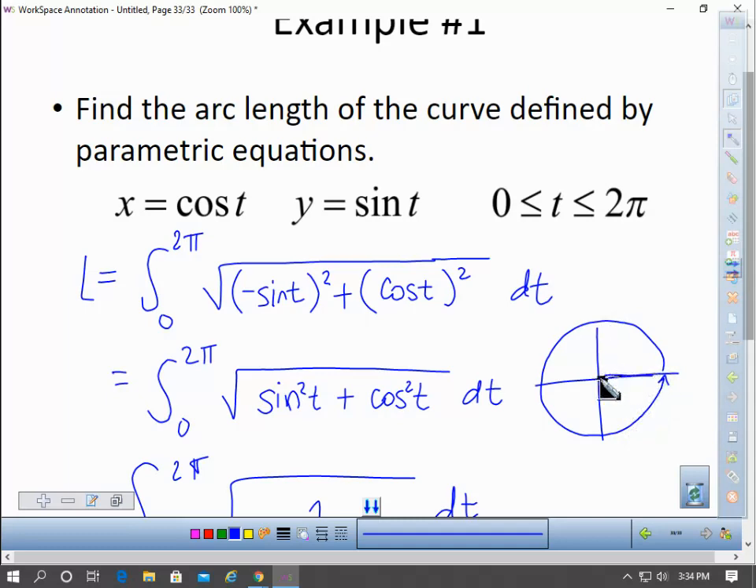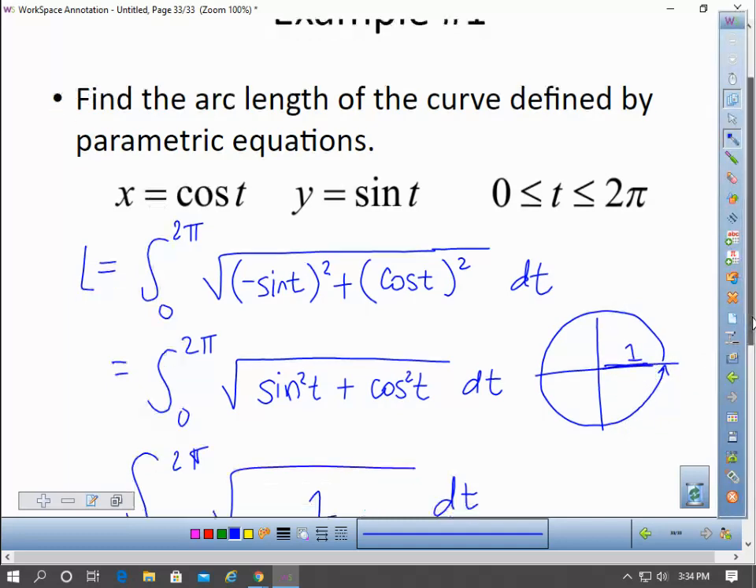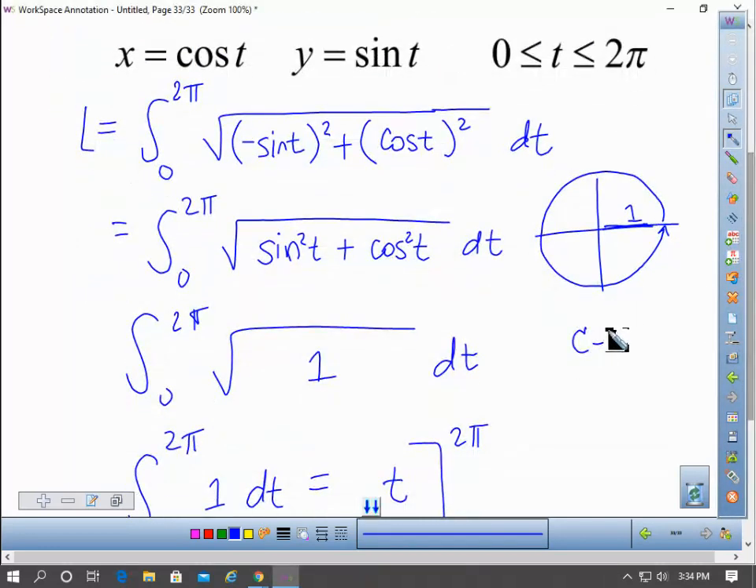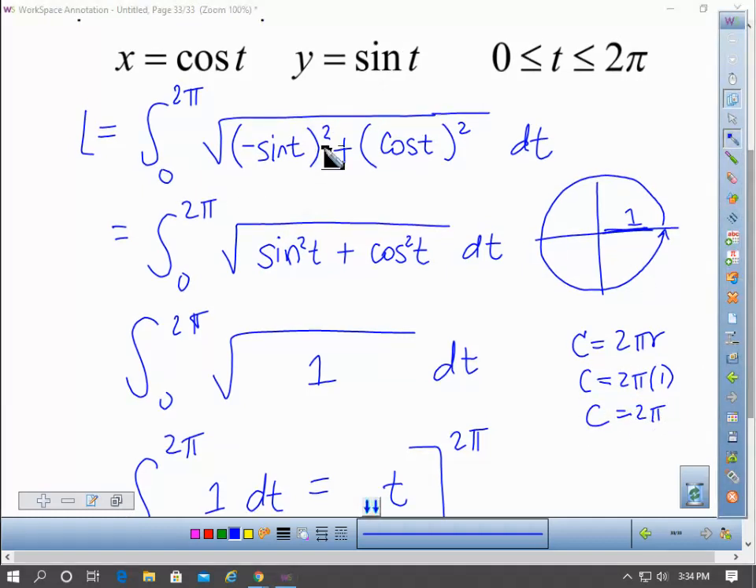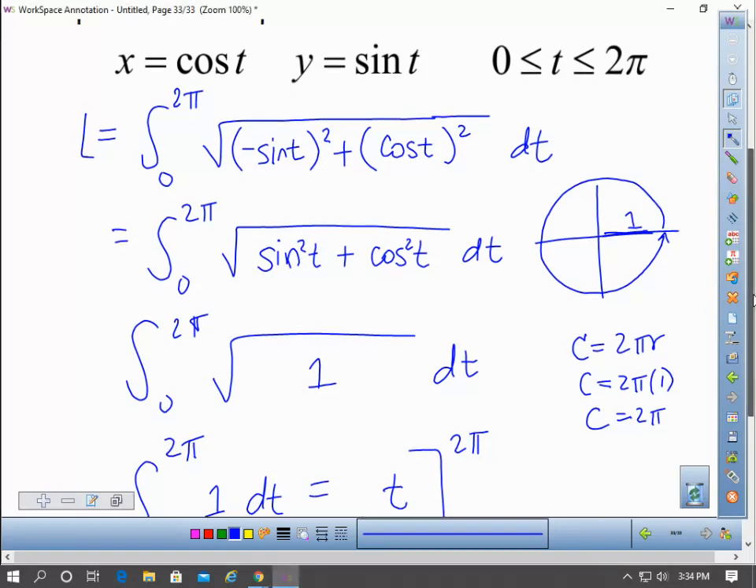And this has a radius of 1 unit. We know the circumference is 2 pi r, so 2 pi times a radius of 1 is 2 pi. And that is the circumference of the unit circle. We just did the integral for arc length, so we found the arc length starting here and going around the unit circle.